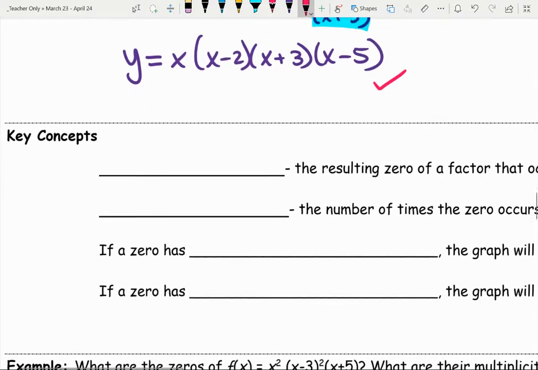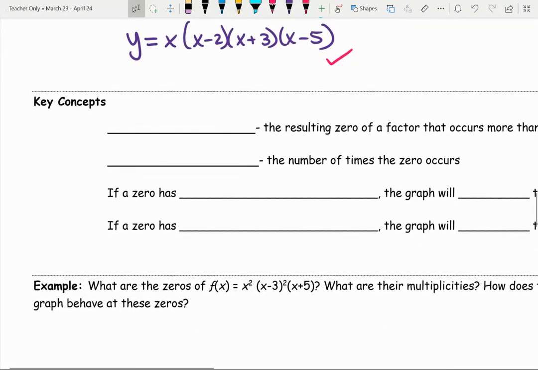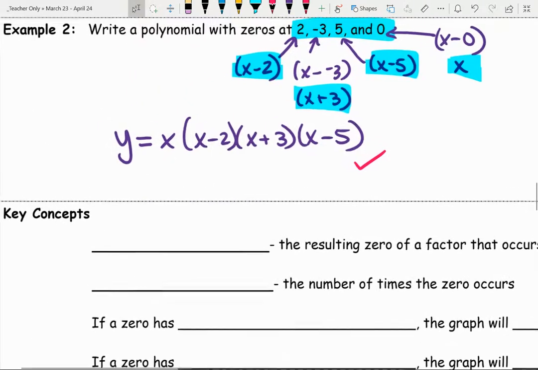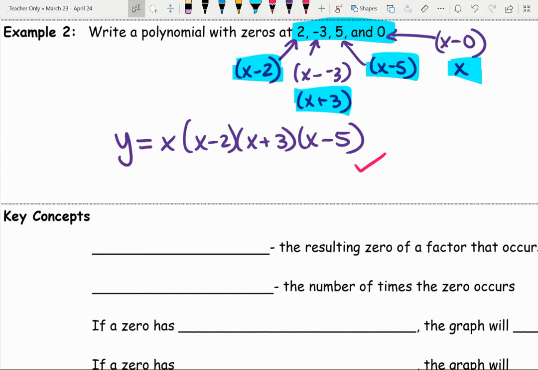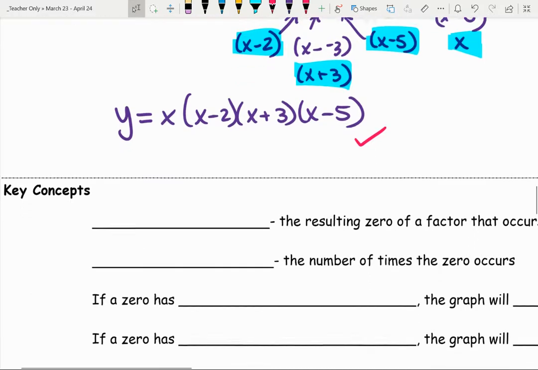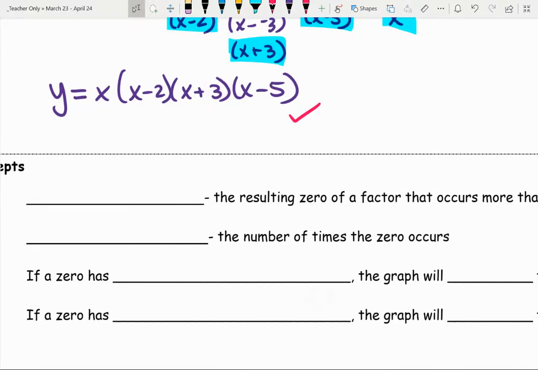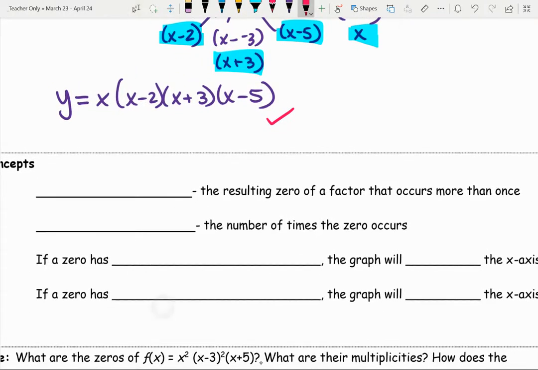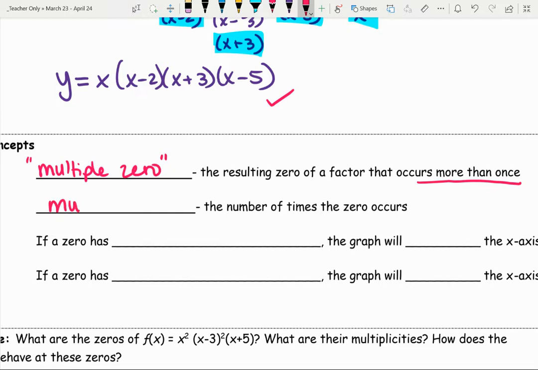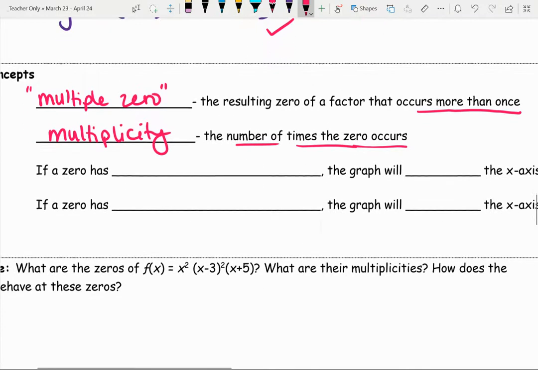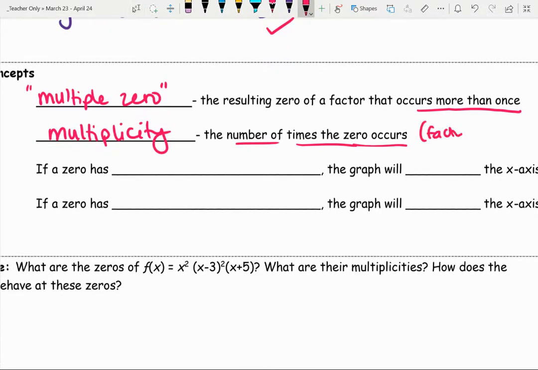but this works too. So the last thing I want to review is multiplicity. This is when the graph doesn't actually cross through the x-axis, it might simply touch. So a multiple zero, some people call it a multiple x-intercept, is the resulting zero of a factor that occurs more than once. And we'll look at some examples of what that means. Multiplicity is the number of times the zero occurs, so aka the number of times that the factor occurs.